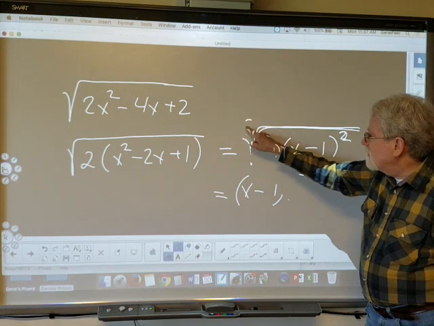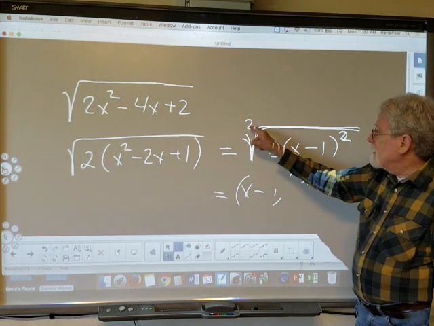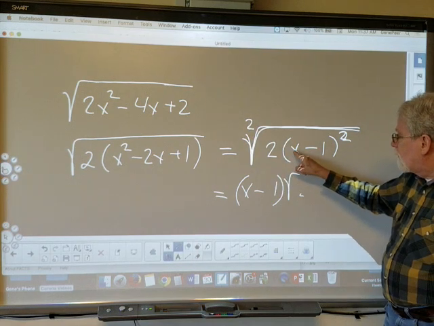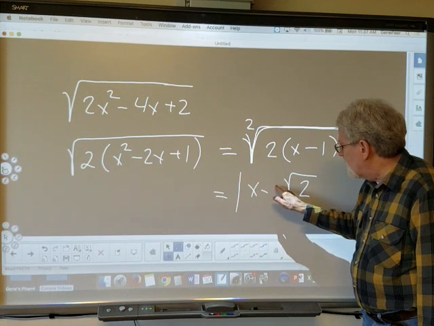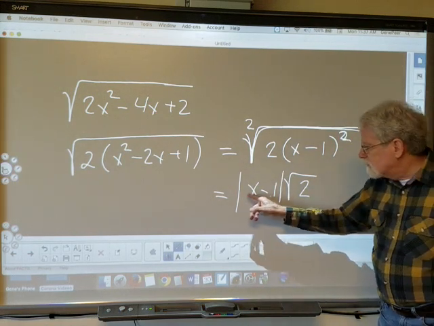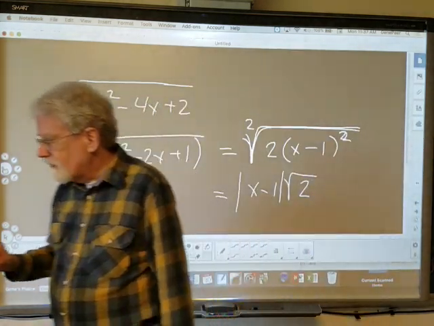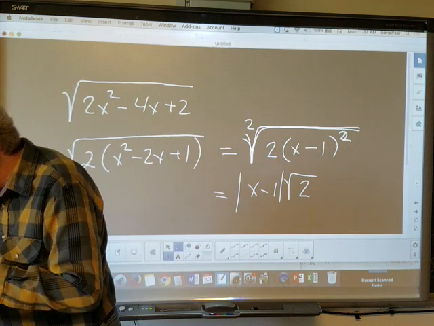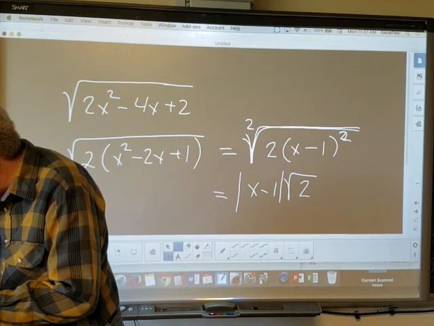Because this is an even index, the invisible 2. When using an even index and we've got a variable involved, we have to take the absolute value of x minus 1. So our final result is absolute value of x minus 1 times the square root of 2. And it's over. All right, we have a little bit more to worry about here.